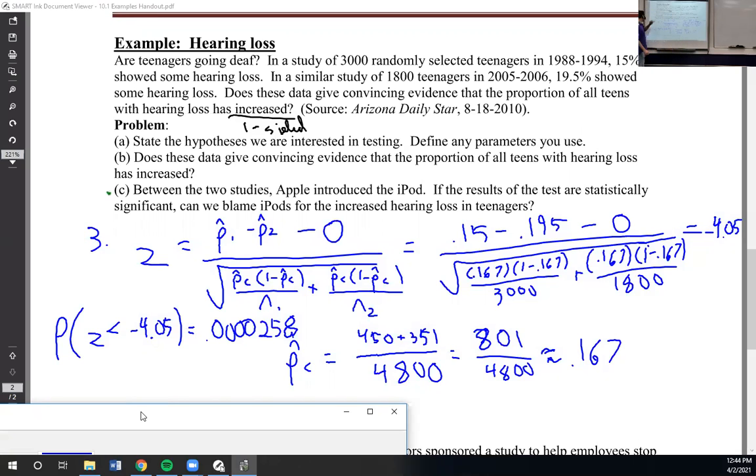And then part C is a question about correlation versus causation. It was popular to say that because of the iPods and increase of blasting music in your headphones, that's what's causing the hearing loss. And maybe, but maybe not. So that's a question about being careful about correlation versus causation. There is a difference, there is an increase, but can we say that was a causing factor? No, not necessarily.